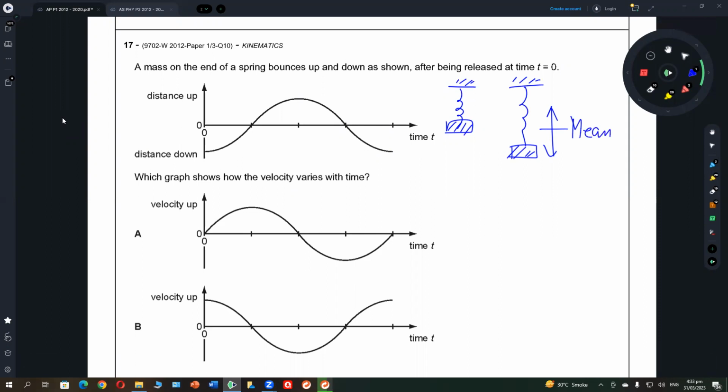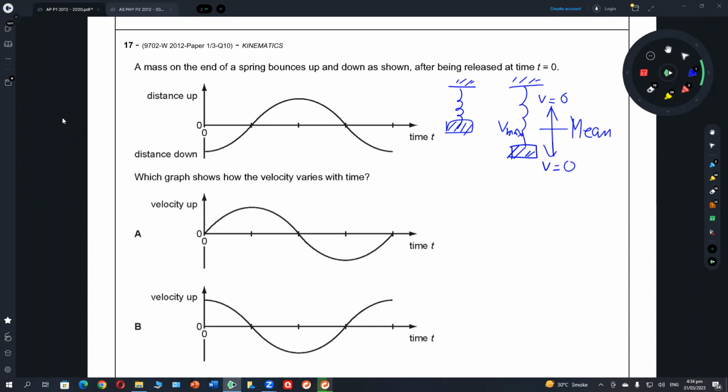Now, this is a memory from O level. When something is oscillating, what is its velocity at the mean position? Will it be max or 0? At the mean position, it will be the maximum. Yes, at the mean position velocity will be maximum. At the highest point, velocity will become 0. At the lowest point, velocity will also become 0. So I made a picture.